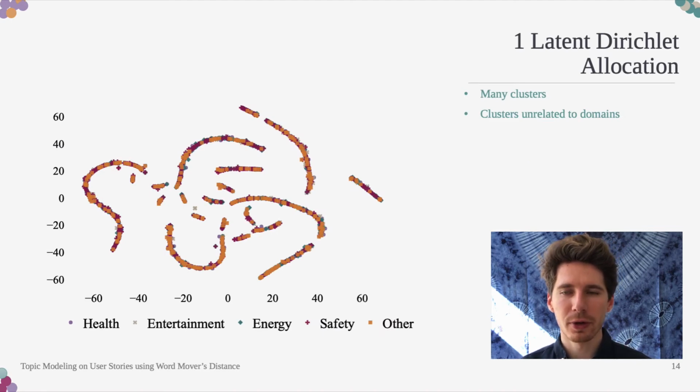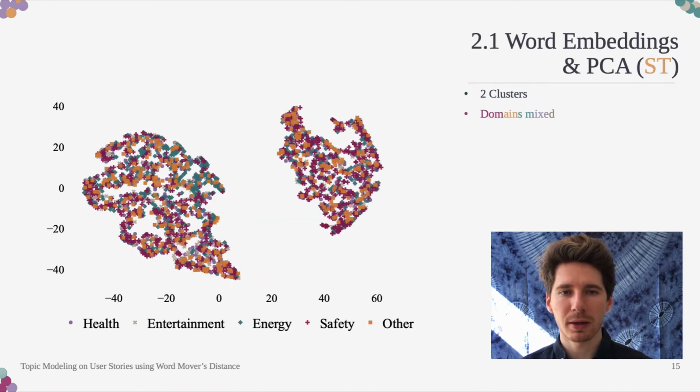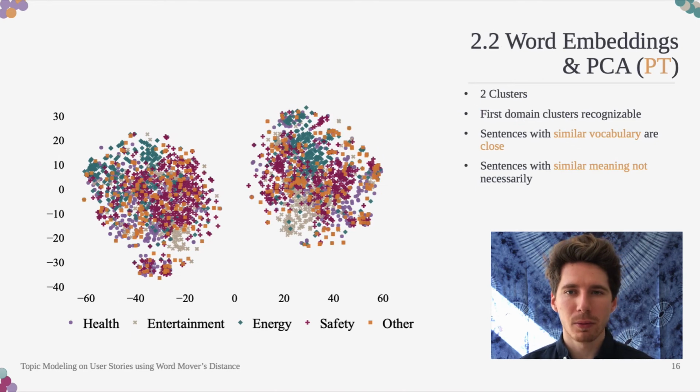Our first approach, the latent Dirichlet allocation, results in many clusters, which unfortunately are still unrelated to the domains. This gets a bit better with our second approach, the word embeddings and the PCA, where with the self-trained word vectors we've got at least two domain clusters, but the domains are still mixed. With the pre-trained word vectors, we can also start to recognize some domain clusters.